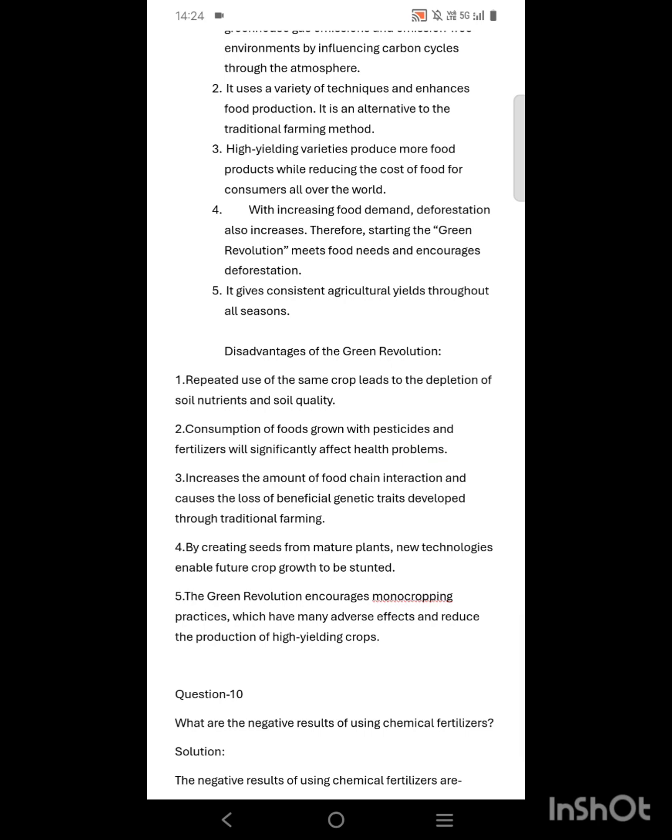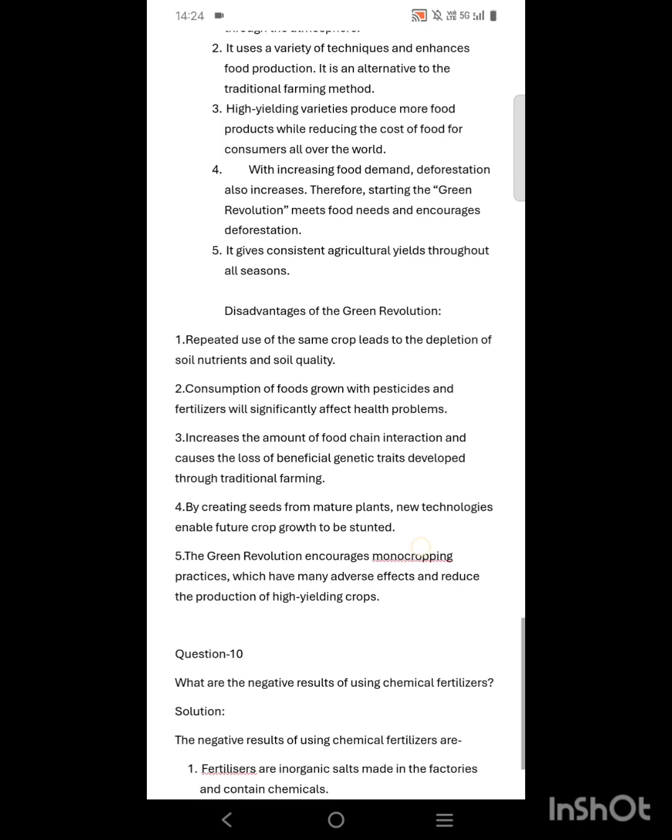With increasing food demand, deforestation also increases, because the starting of the green revolution means food needs are met. So it encourages deforestation, because for more production we need more area, and that is why deforestation has also increased, because people are cutting trees so that they can get more area for cultivation. It gives consistent agricultural yields throughout all the seasons. So in all the seasons the yields are much higher than in the previous seasons.